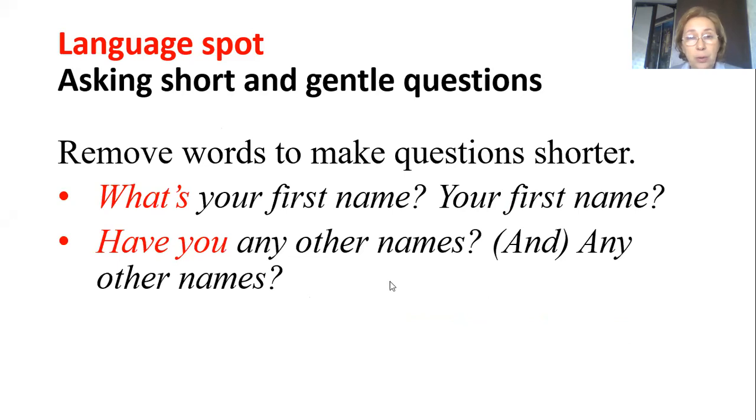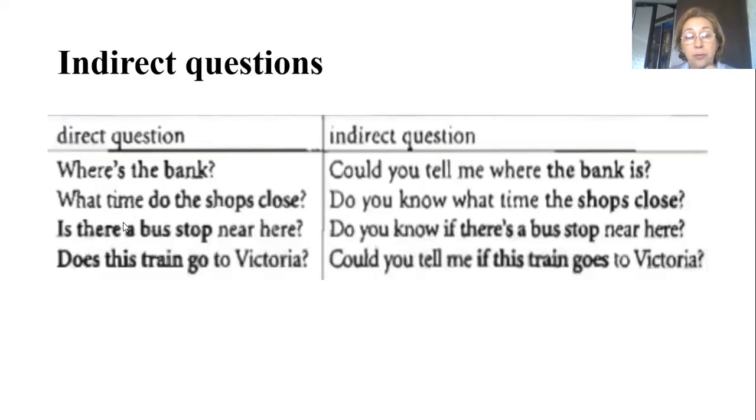Also there were some short questions. The receptionist just made the questions shorter, like instead of what's your first name, she asked, your first name. And instead of have you any other names, any other names. So it's also just possible. And now there is some detailed information about the changes that we can see in the indirect questions.